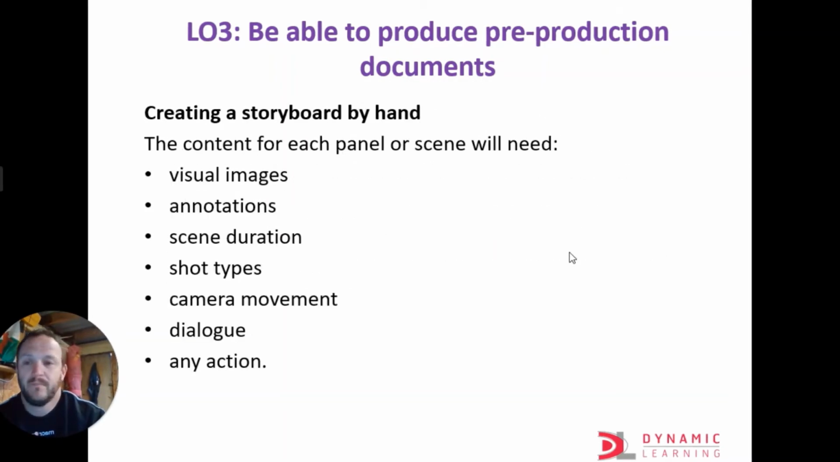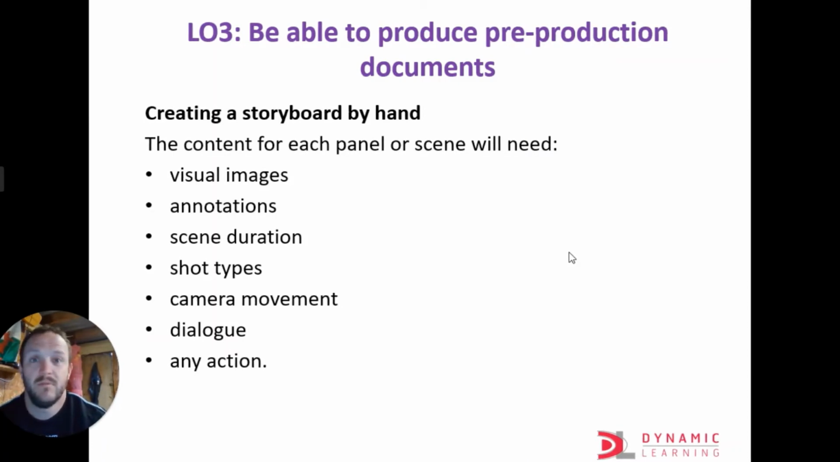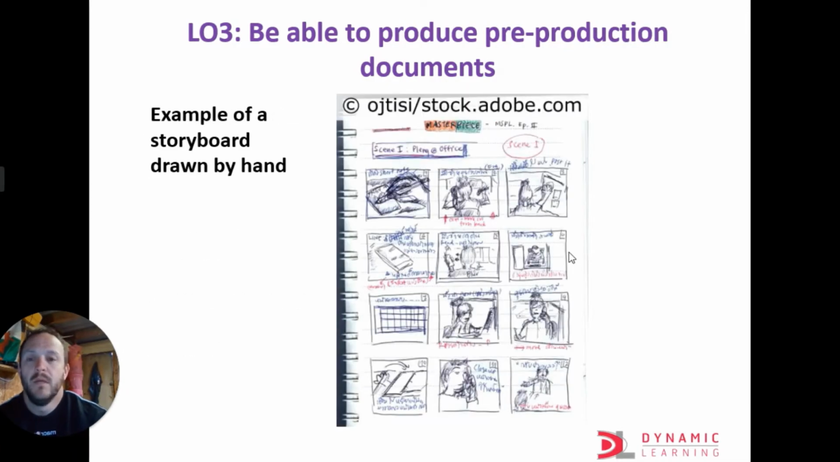If you create one by hand, you'll need visual images, annotation, scene duration, shot type, camera movement, dialogue, and any action that's going to happen. So two people shaking hands, etc. You'd write that down. As you can see here, this is an example of a storyboard, so it's probably going in that direction. So down, across, across, across, across.